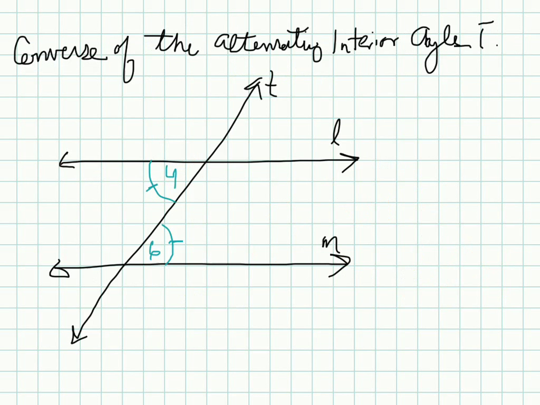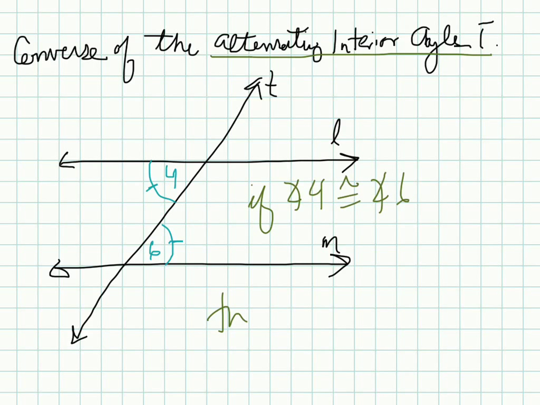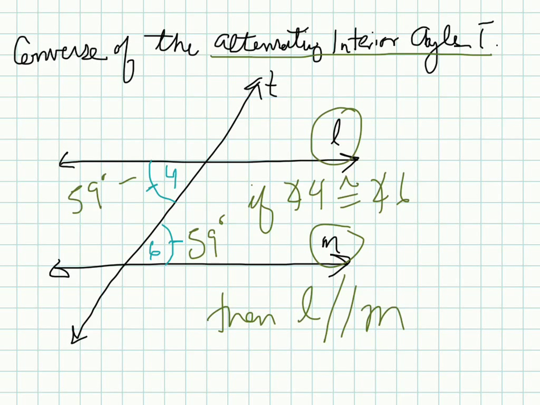Let's look at the next one. This is where we're looking at alternating interior angles. If you remember that one, this theorem stated that if you're given parallel lines, such as L and M here, their alternating interior angles will be congruent. The converse is also true. So if angle 4 is congruent to angle 6, then line L is parallel to line M. It's that simple. So if you were given lines and this is 59 degrees, and this is 59 degrees, then you could say that line L and line M are parallel.